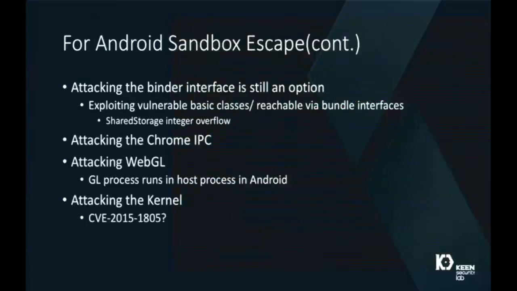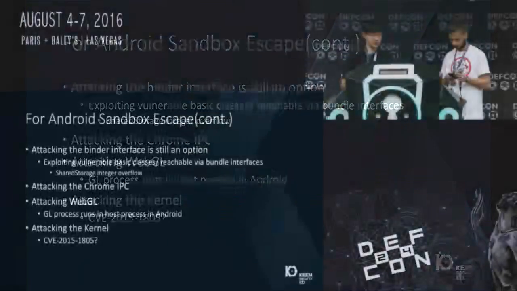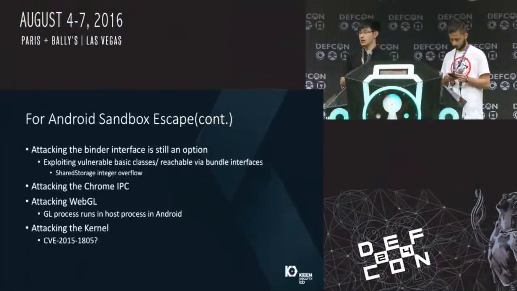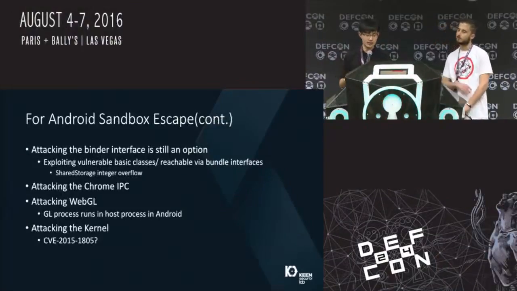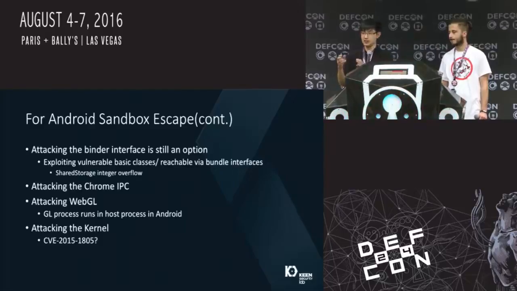So after this binder stuff, we still have the Chrome IPC that Marco has introduced in our previous slide, where the render process has to ask the broker process, which is a more privileged process, to do something for it, and they communicate using the Chrome IPC. And the Chrome IPC is implemented in native code, and we believe there are some bugs in it.